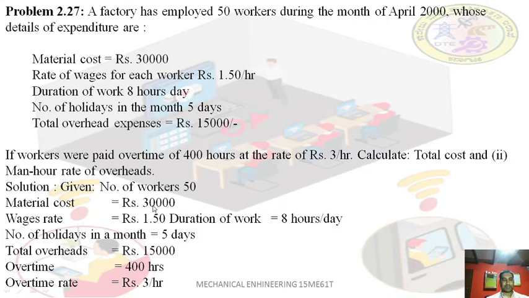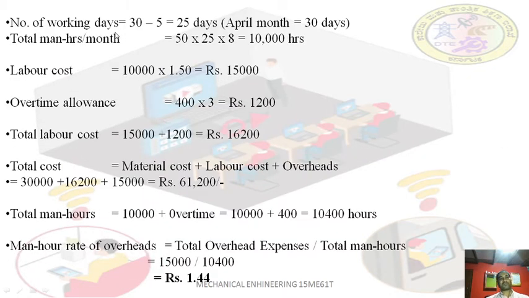The number of working days: April always has 30 days. Holidays are mentioned in the problem as 5 days. Since the wages are given on an hourly basis, you need to calculate the particular hours they work in the month. So 30 minus 5 becomes 25 days. So they are working 25 days, and daily they are working 8 hours. Duration of work is 8 hours per day.